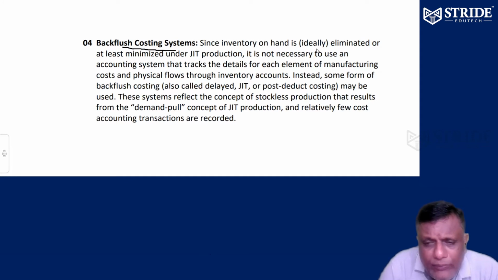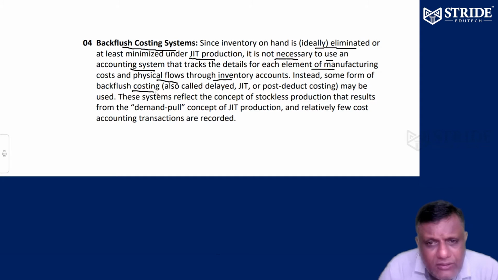So here the point is, ideally inventory on hand is eliminated completely. So it is going to minimize JIT production, and it is not necessary to use an accounting system. Don't require any accounting system for each and every stage of costing, such as input cost, process cost, physical flow. So no need to maintain everything here.